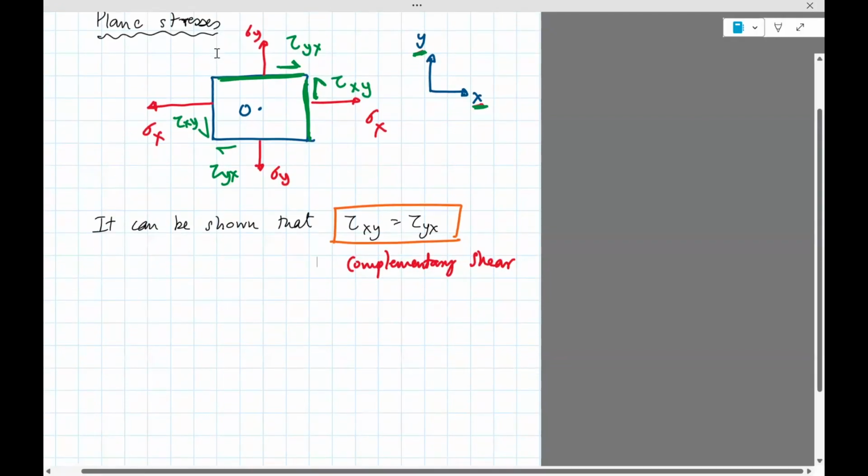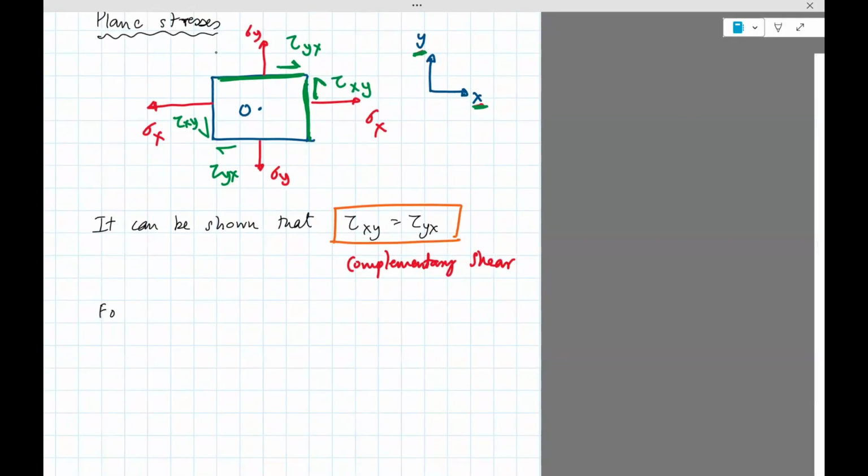Okay, so this is good news because for a plane stress element, we only have to deal with three stresses: sigma x, sigma y, and tau xy, or tau yx, whatever you want to call it. Just three, not four.